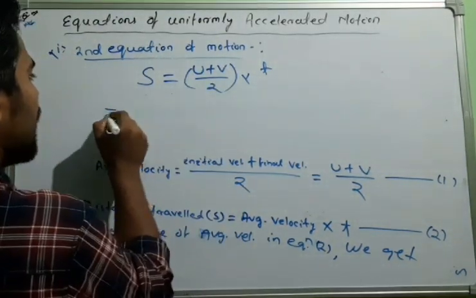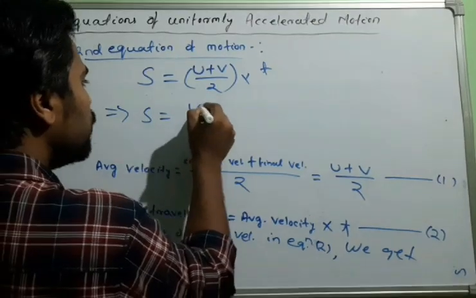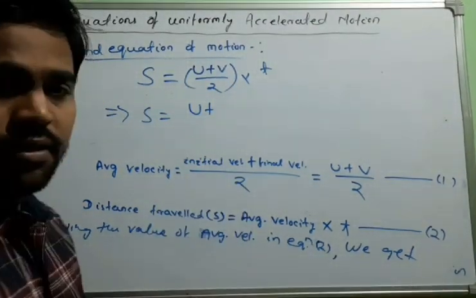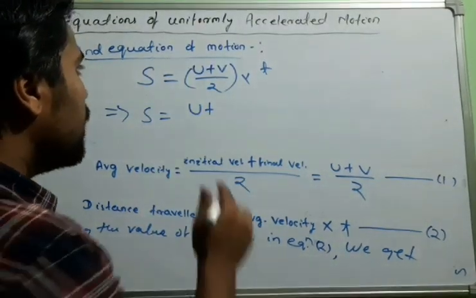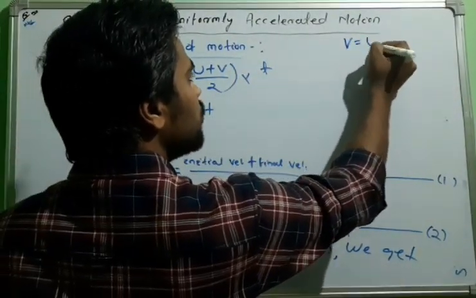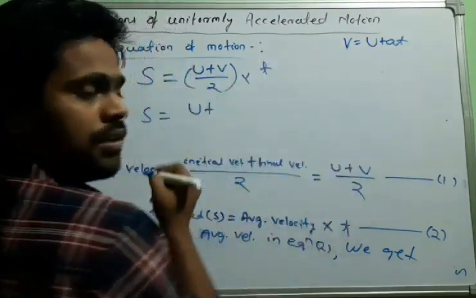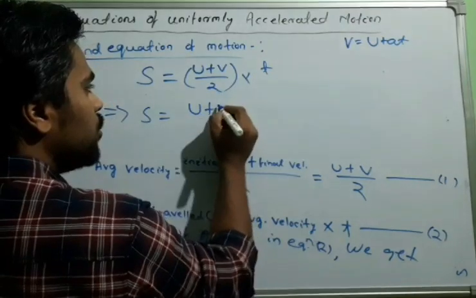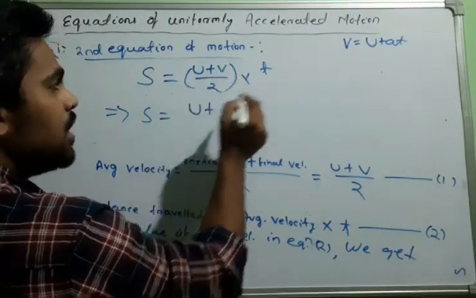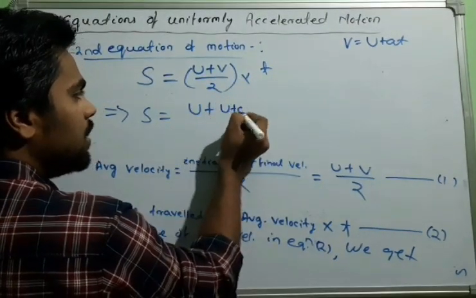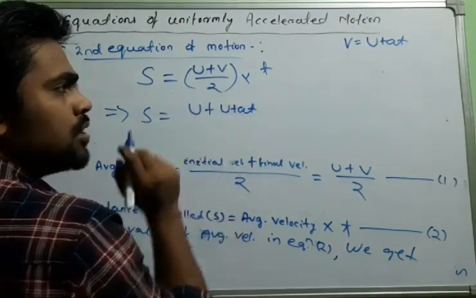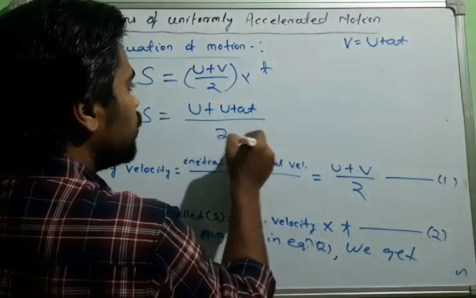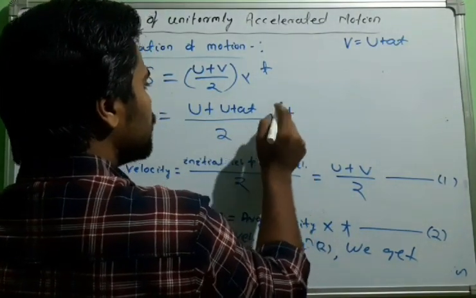Then I know that S is equal to u plus, in the first equation, just see your previous copy, v is equal to u plus at. You already studied v is equal to u plus at in the first equation of motion. So I am applying v is equal to u plus at. Instead of v, I can write u plus at, because it is the first equation. Now divided by 2 into T. Clear or not, students?